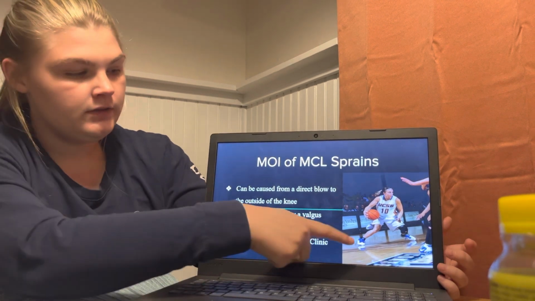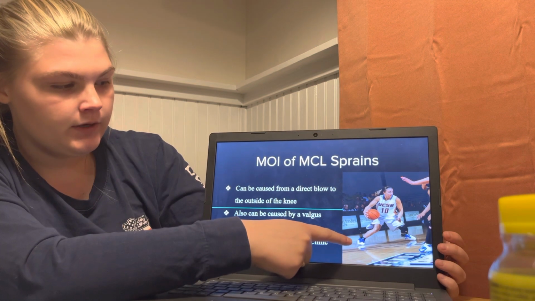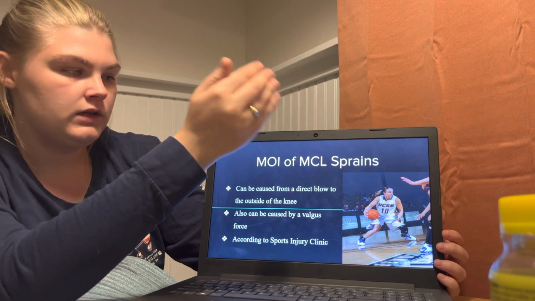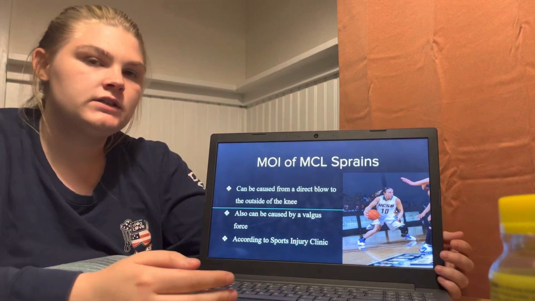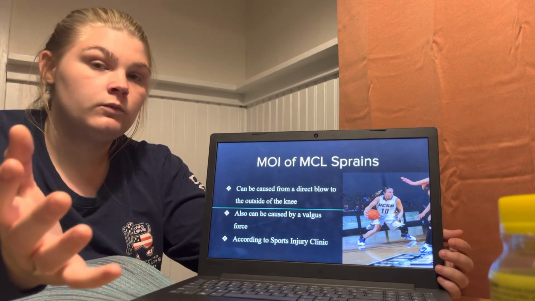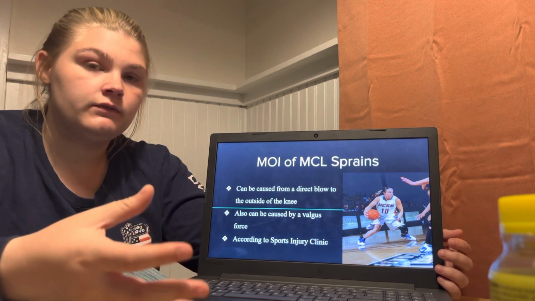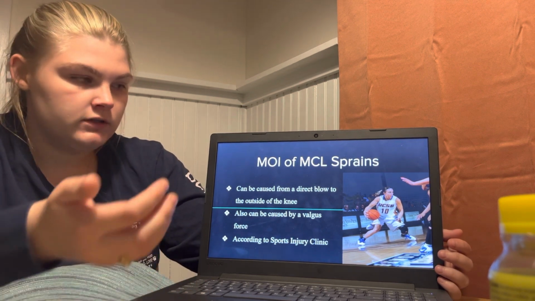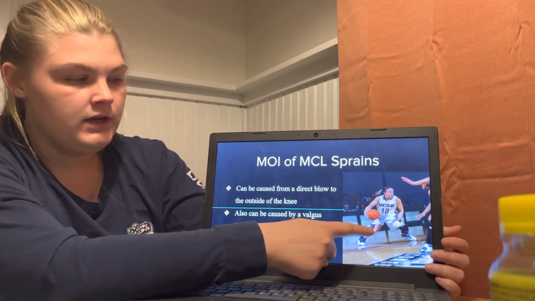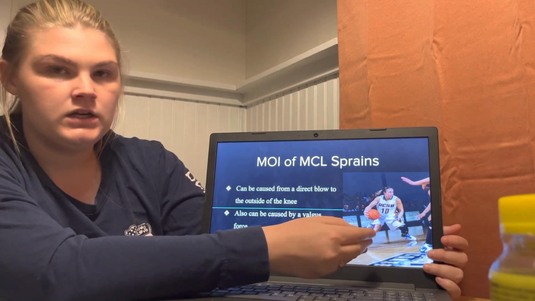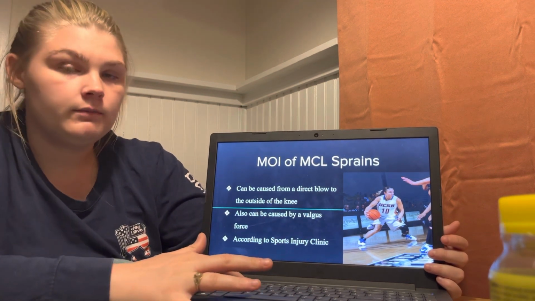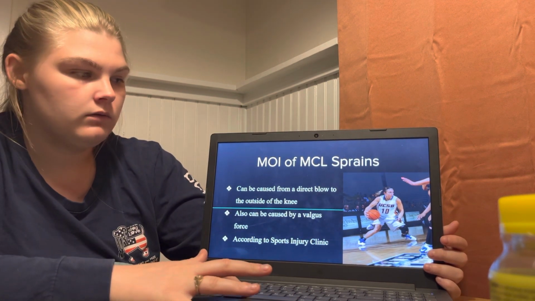As you can see in this picture, the basketball player's foot is turned outward, and her knee is turned outward as well. This happens in football a lot too, when the football player makes a sudden change. That's a valgus force. They can fall on their knee like that, causing the MCL to tear. And that's one of the most common ways that the MCL can tear.